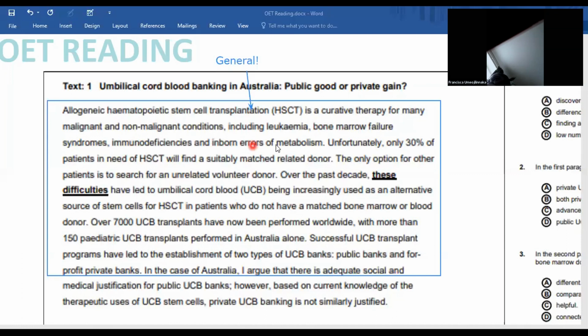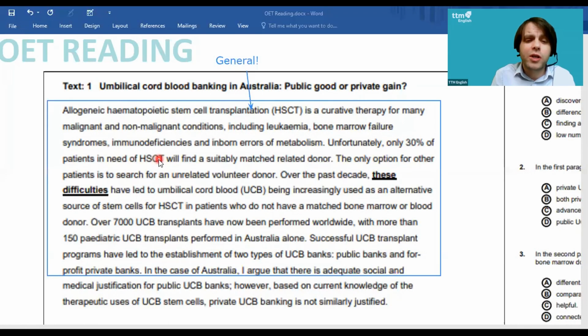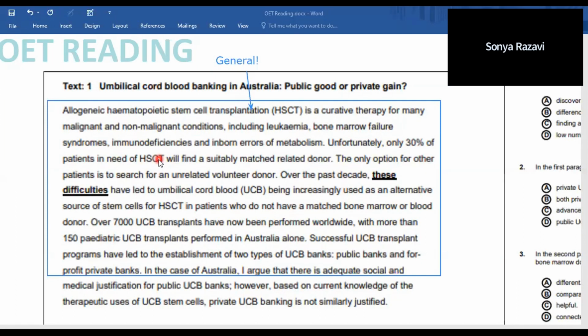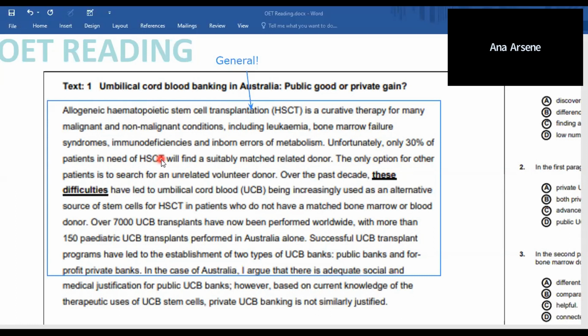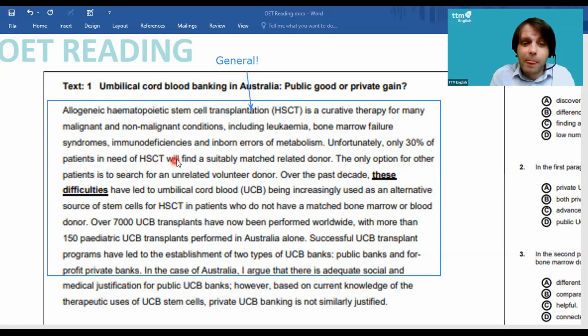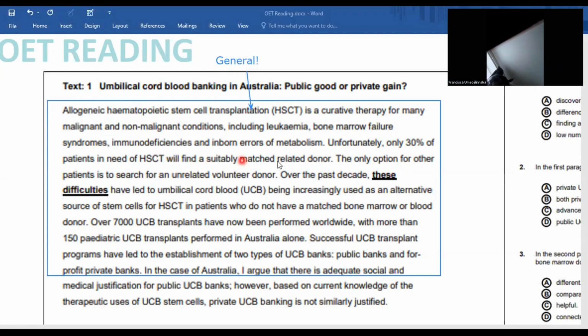Immunodeficiency and inborn error of metabolism. Unfortunately, only 30% of patients in need of HSCT will find a suitable match-related donor. The only option for other patients is to search for an unrelated volunteer donor. Stop there. What's the question again? What do these difficulties mean? Keep it in your mind.